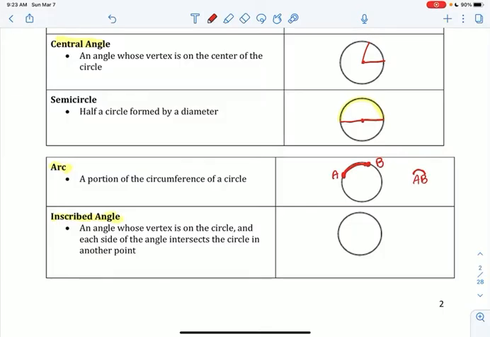And then I have an inscribed angle. So central angle and inscribed angles, that's going to be our lesson for tomorrow. We're going to spend a whole day on them. So an inscribed angle is an angle that has its vertex on the circle.